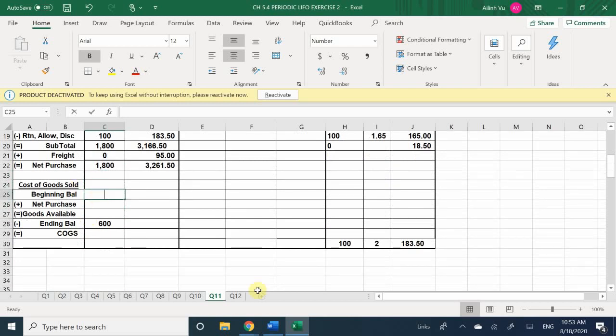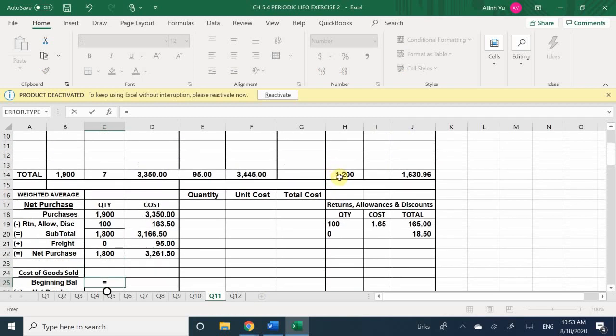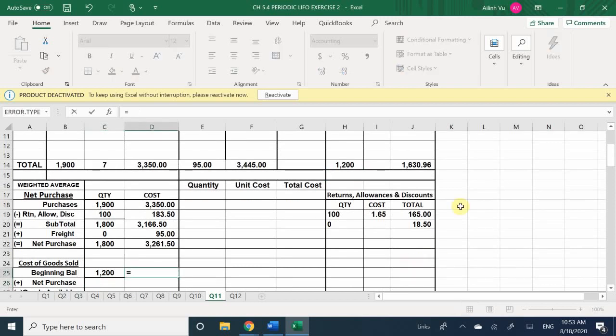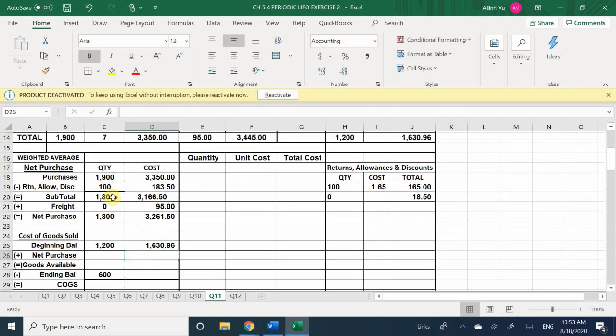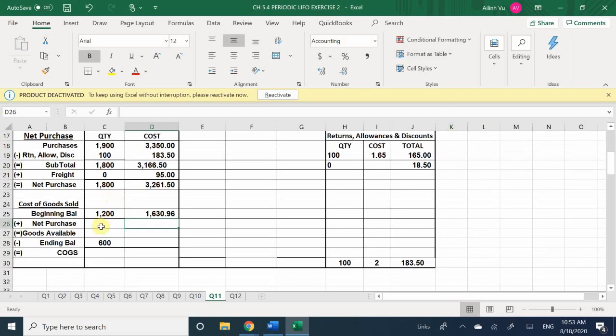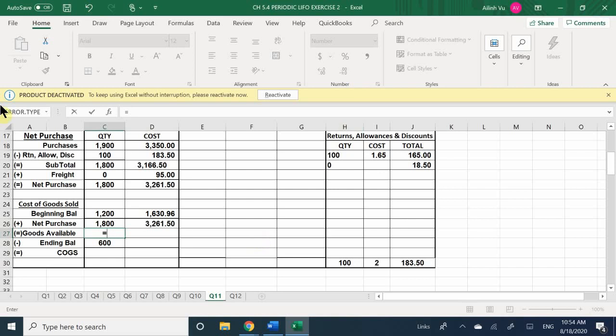And then did we have beginning inventory? Yes, we did. For 1,200 items. How much did those 1,200 items cost me? 1,630. It's 1,630 and 96 cents. All right. Then I'm going to pull down my net purchases. And what is my grand total now? Remember, we need to add them together.